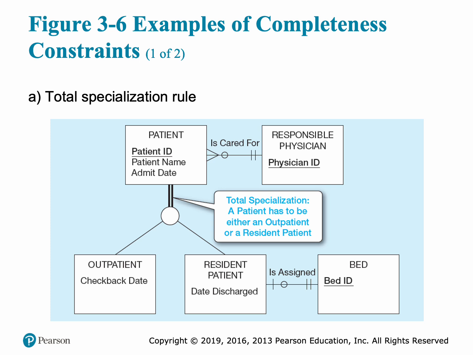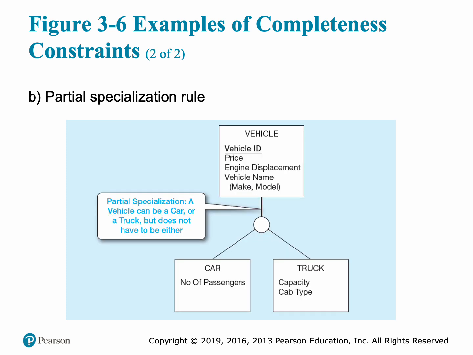So in this case, a patient must either be an outpatient or a resident patient. There is no other possibility. This particular completeness constraint is called total specialization and is represented by double lines coming down from the supertype entity type. We already saw the example from earlier. This is partial specialization because some vehicles are motorcycles, which is not explicitly represented as a subtype entity.